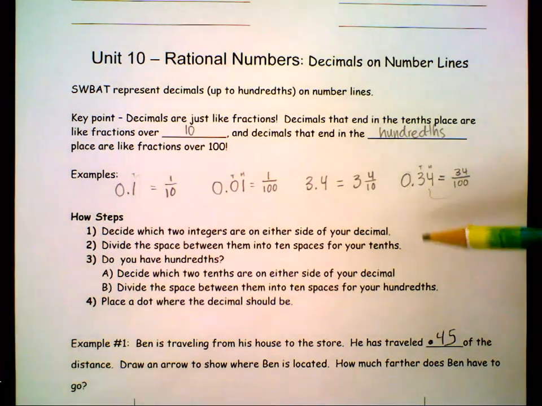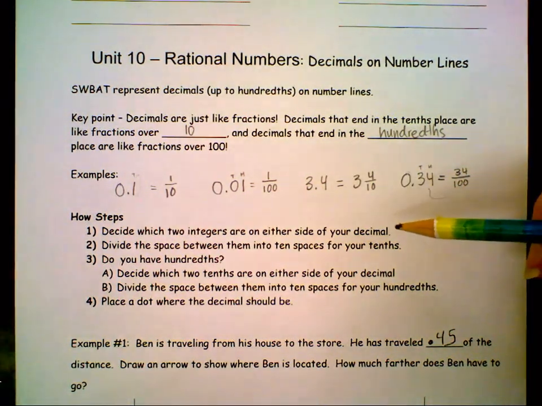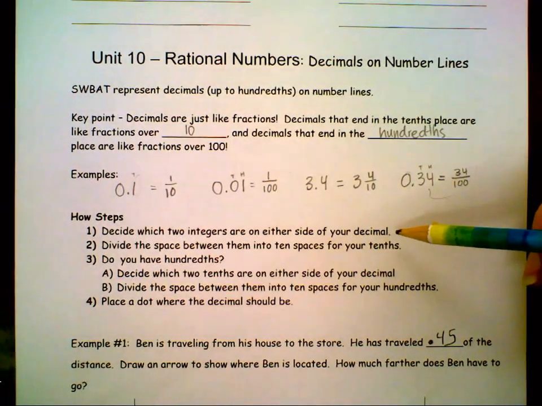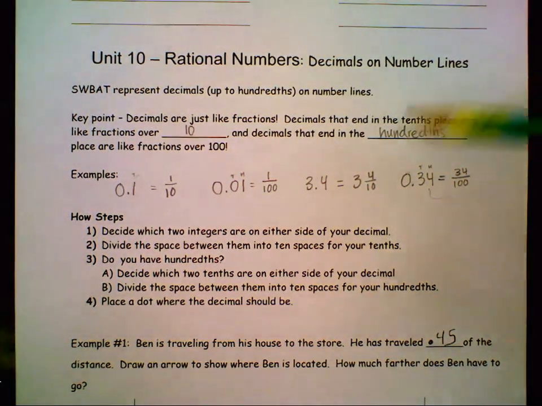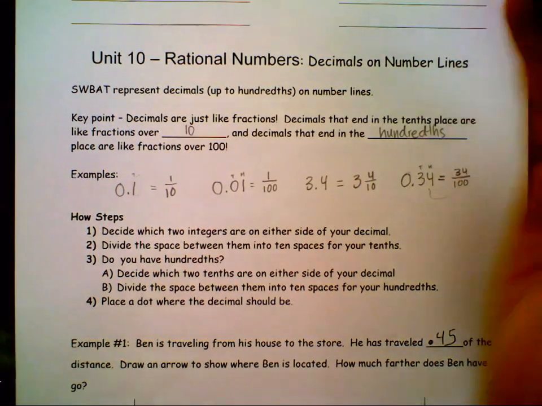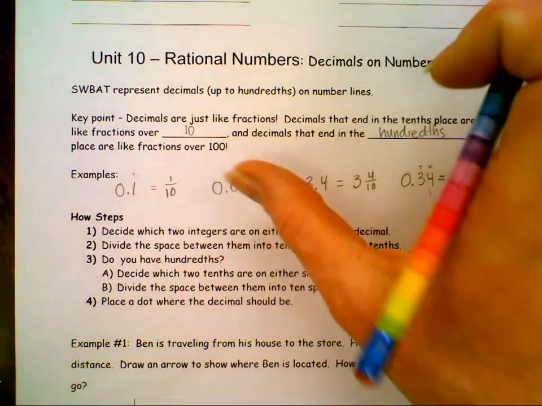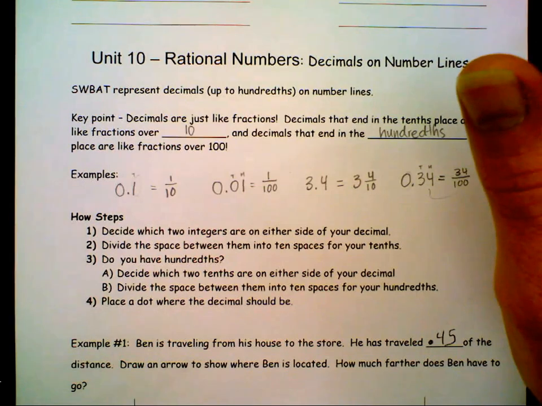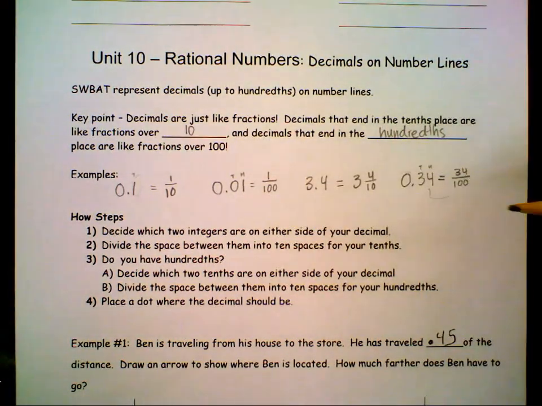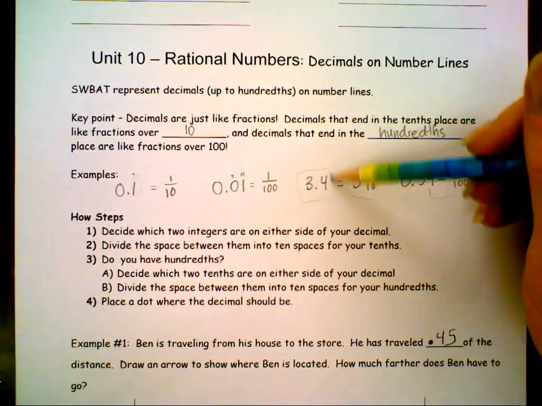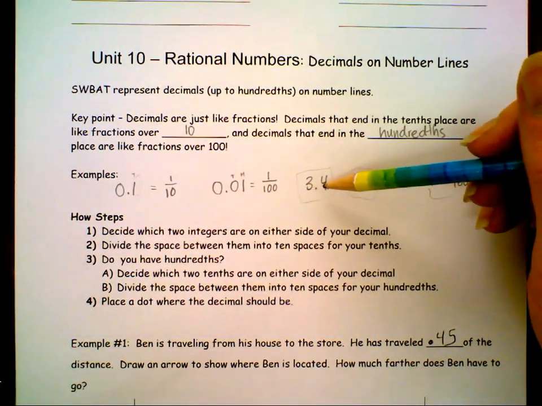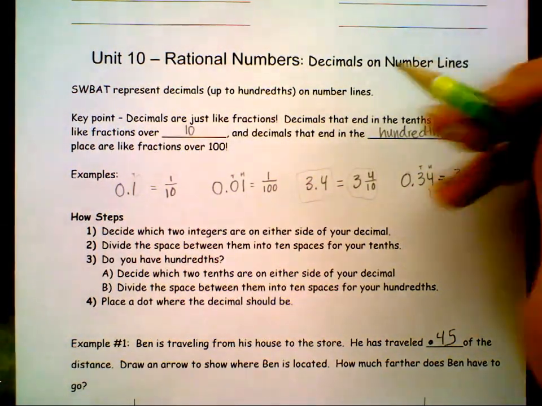Here are our how-to steps. First, we decide which two integers are on either side of your decimal. This means the whole numbers on either side. We've looked at problems before where we had a 2, but we knew that the 2 would be too small. Our number was going to be in between 2 and 3 because it was 2 and then a fractional amount. An example could be like this. It's bigger than 3, and the next number would be 4, so this would be between 3 and 4.